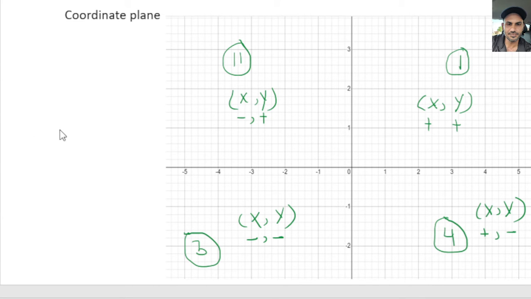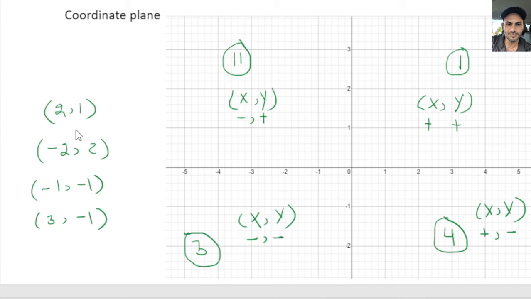I'm just going to put a few points here, like let's say (2, 1), and (-2, 2). And we have (-1, -1). And we have (3, -1). So we're going to put these points on this particular graph, or the coordinate plane.